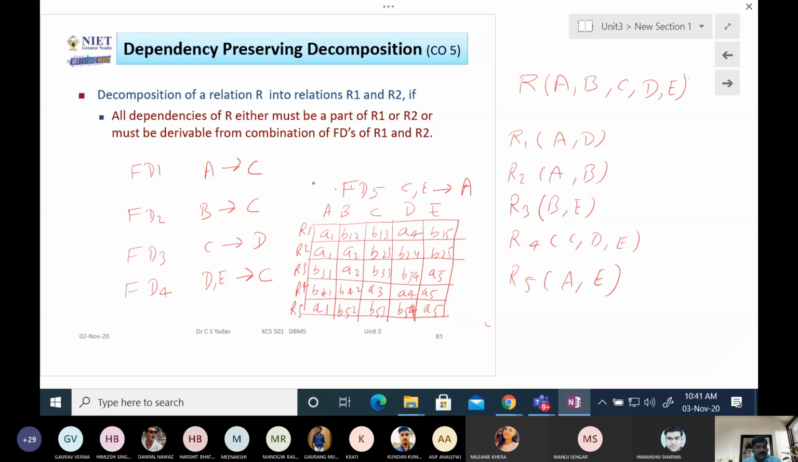Yes, sir. So in the next lecture, okay, I will ask you about this decomposition, whether it is lossless or not. And the second thing is whether dependencies are preserved or not. Okay. So this is a very important algorithm.